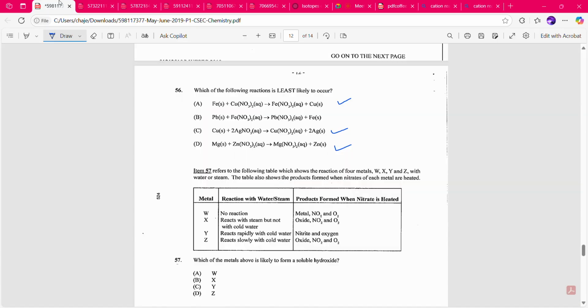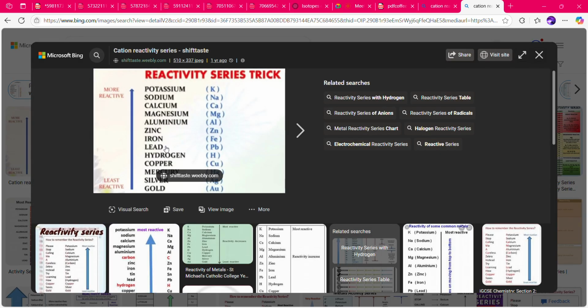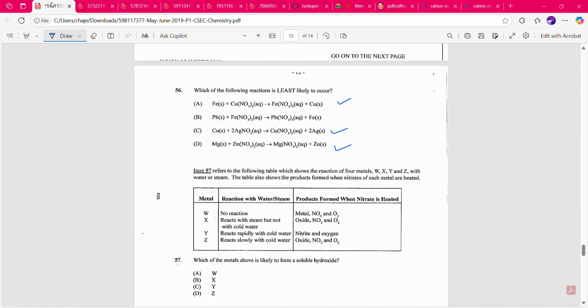So we're looking for the difference between lead and iron. And as we can see, iron is higher than lead in the electrochemical series. So iron would keep its place. So all I did for this one was use what I know to deduce what I don't know. So 56 is B.